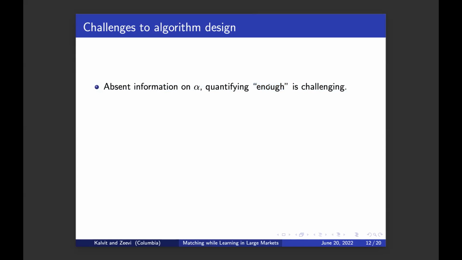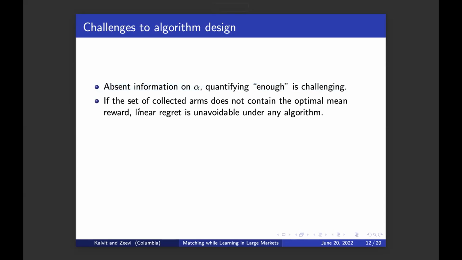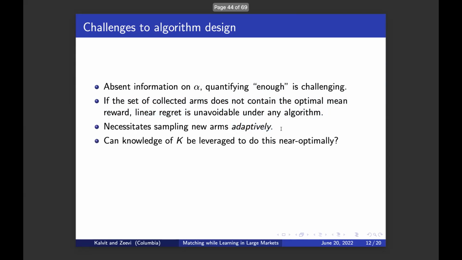So how can we do that in this problem? Absent information on alpha is not obvious at all. In particular, what this means is if the set of collected arms does not contain the optimal mean reward, then linear regret is unavoidable under any algorithm. This is intuitive. This is pretty natural to imagine. So this additional layer of complexity basically necessitates sampling new arms from the population of available arms in an adaptive manner. Now, what exactly is this adaptive manner is something I'll touch upon in subsequent slides.